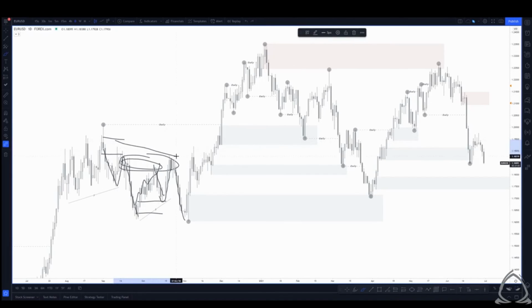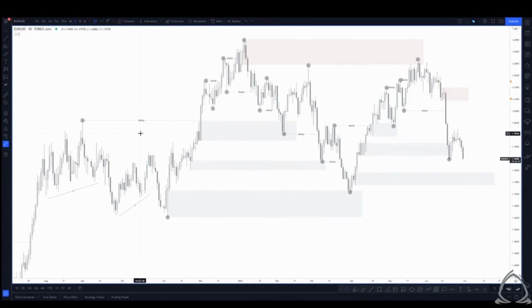But what this supply zone creation right here was doing was making it so that once price moved to the upside, it had very minimal resistance or selling orders to get in its way as it pushed up. And as we can see, once we started to clear above these supply zones, price had almost no issues moving to the upside. So again, just a quick example on Euro US dollar.